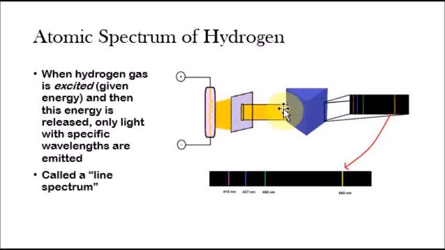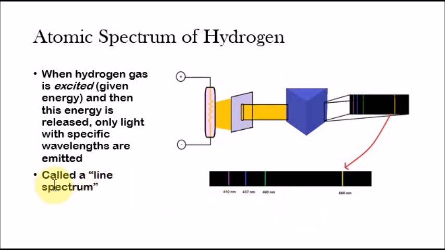The light is put through a prism, and when it's put through a prism and the waves are separated, you notice that only light with specific wavelengths is emitted. If you look here, you might be able to see the different colors: purple, blue, green, and yellow. So only these four lights with specific wavelengths are emitted. So this is called a line spectrum.